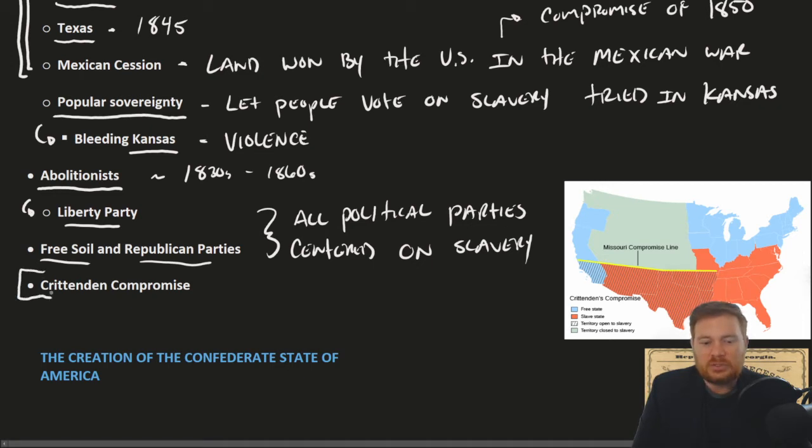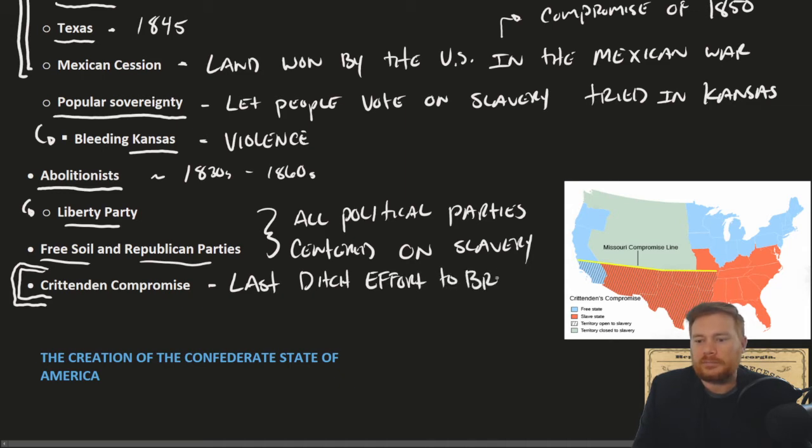Now, even at the point of South Carolina seceding from the Union, there was one last ditch effort to create some sort of solution, and that was the Crittenden Compromise. So we'll call this the last ditch effort to bring the country back together. It was written by, I believe, Senator Crittenden from Kentucky.